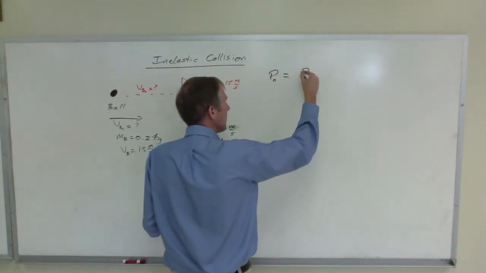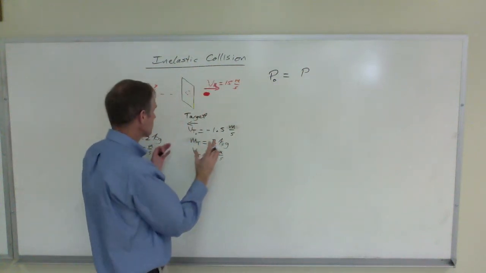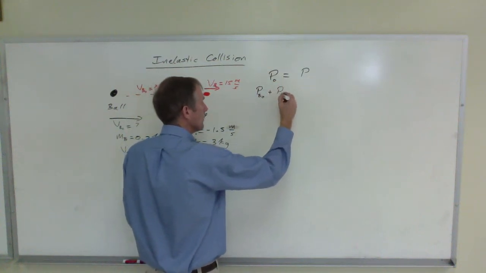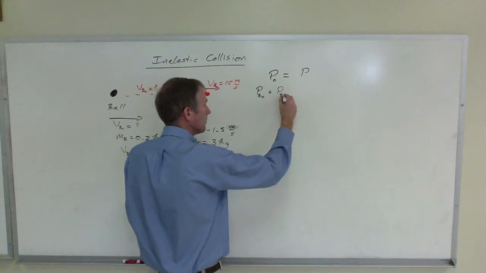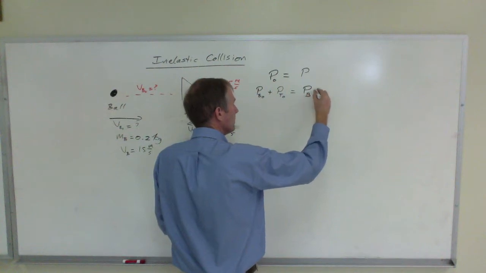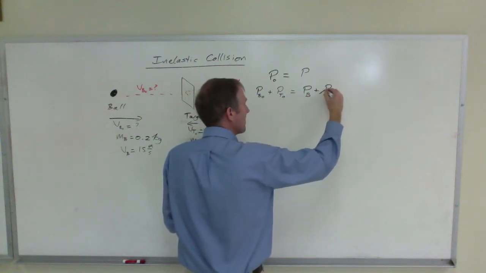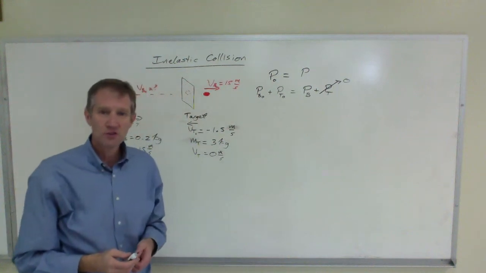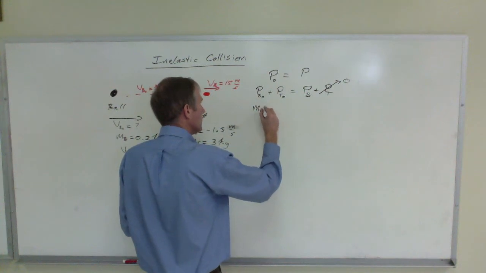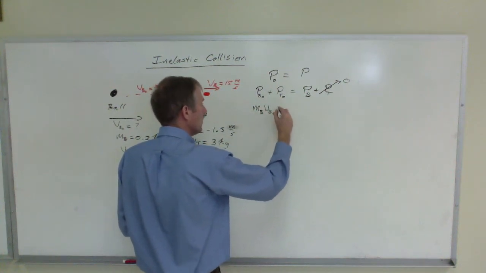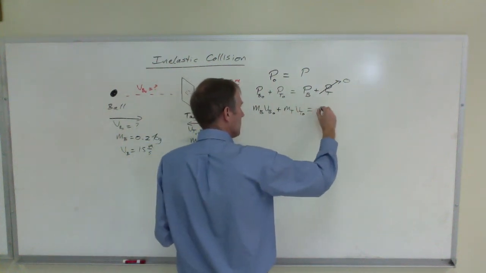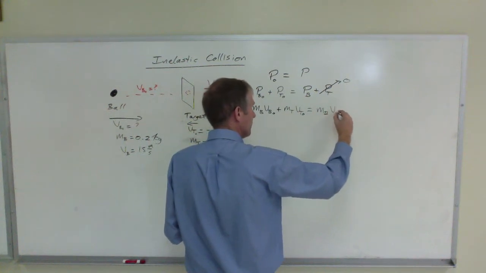initial total momentum equals final total momentum. Well, the initial total momentum is going to be the initial momentum of the ball plus the initial momentum of the target. And then afterwards, you have the final momentum of the ball plus the final momentum of the target. That is 0 because the target comes to a stop. This will be the mass of the ball times its initial velocity, which is what we're looking for, plus the mass of the target times its initial velocity equals the mass of the ball times its final velocity.